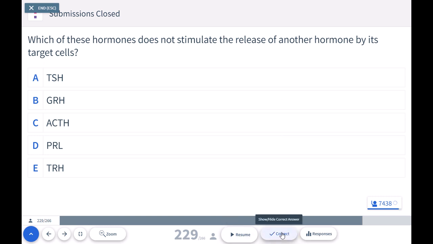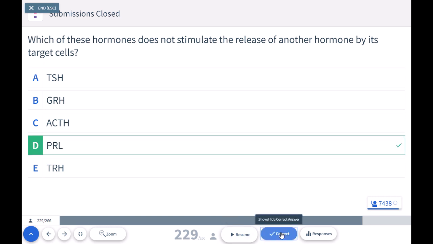All right, let's take a look at our answers. Prolactin, PRL, was the only hormone that does not stimulate the release of another hormone in the body. Prolactin stimulates the production of milk by the mammary glands.